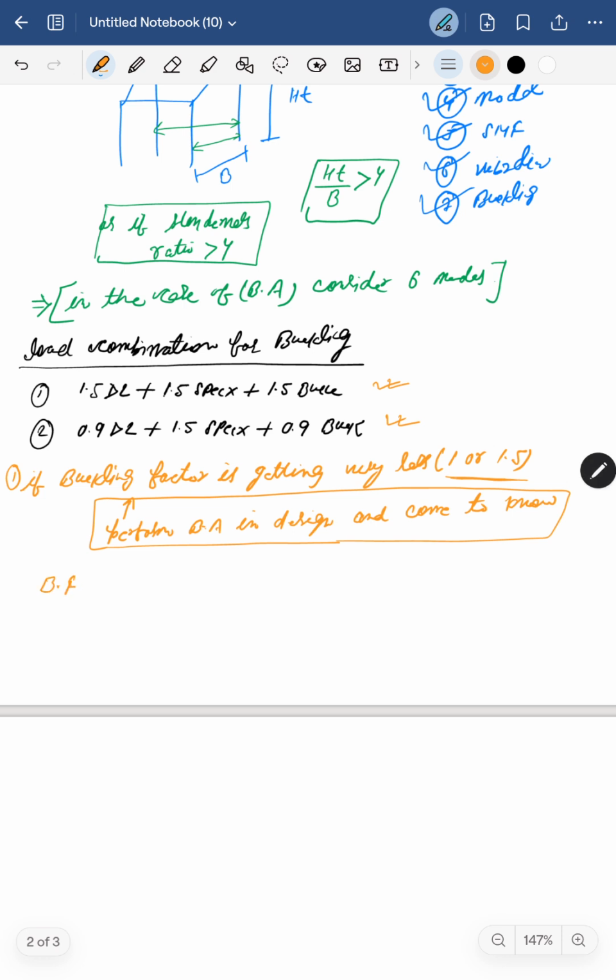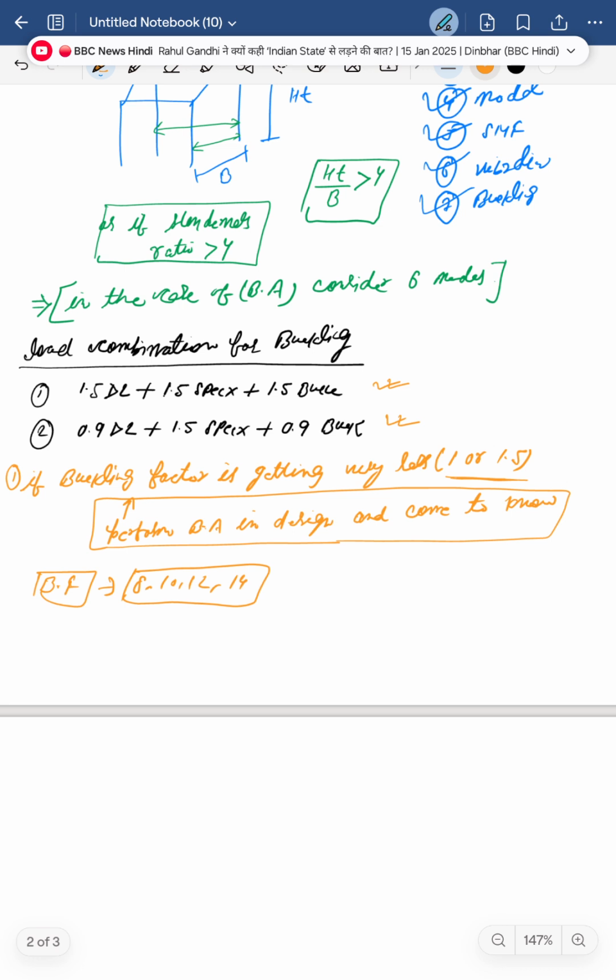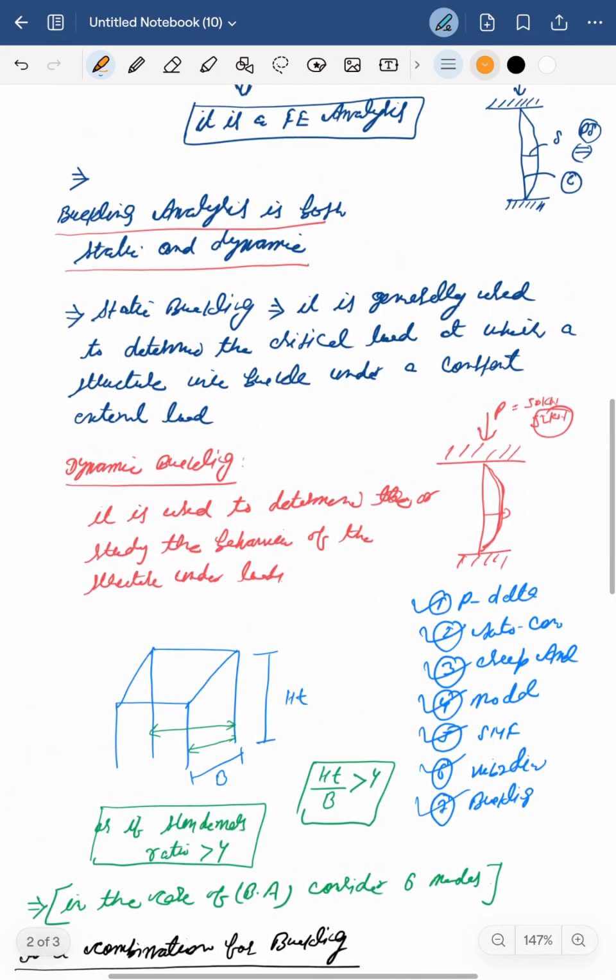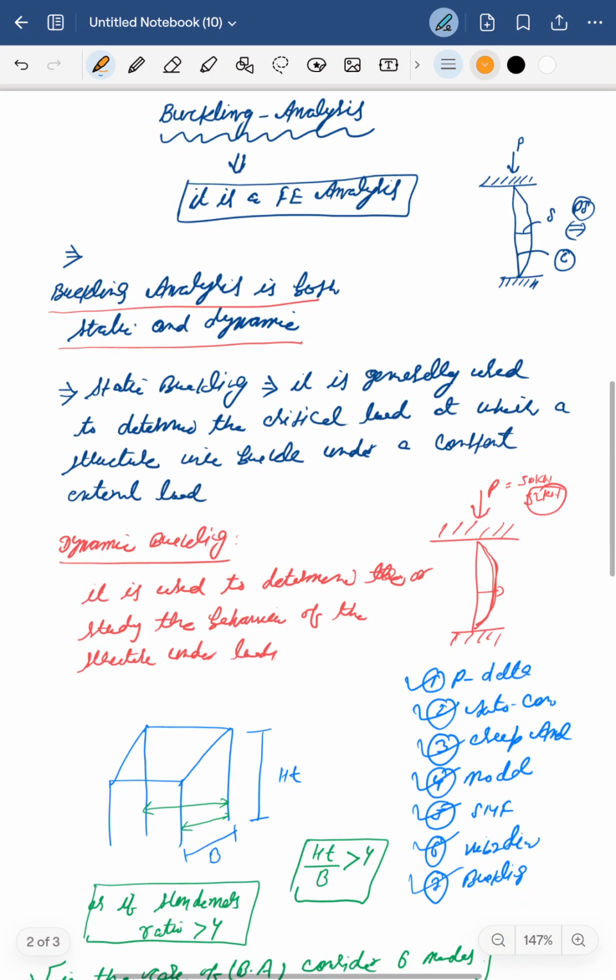And if the buckling factor is getting more than that, either 8, 10, 12, 14 like that, then there is no need to perform buckling in design, and you come to know that our structure is safe against buckling. So these are the criteria for the buckling analysis. It is a very important analysis. First you have to know which structure you are going to analyze and whether it is necessary to perform buckling in that structure. There is a formula for that.